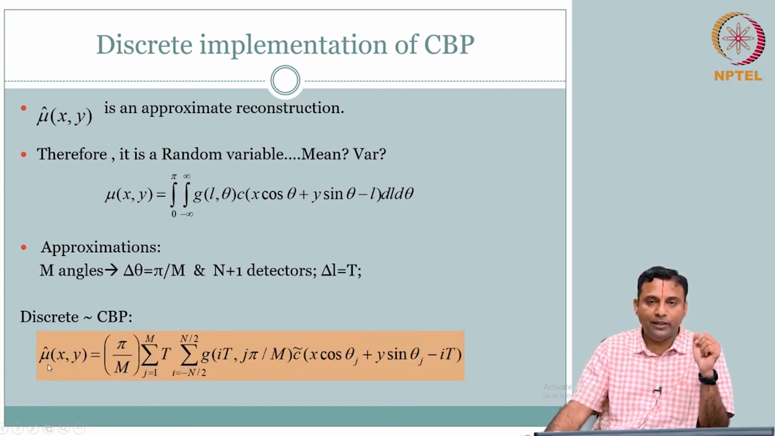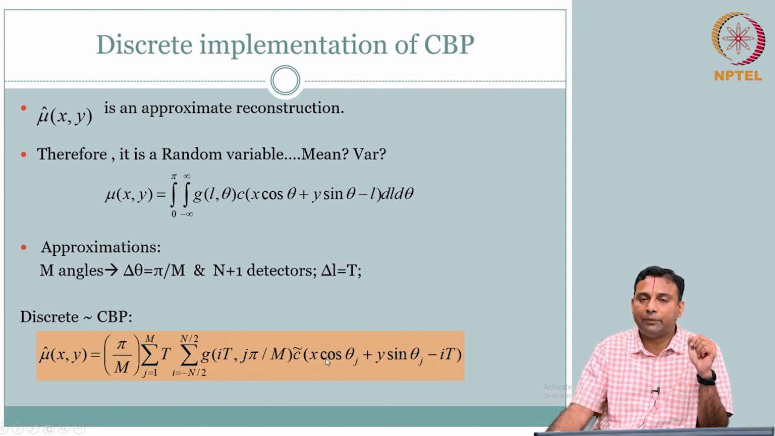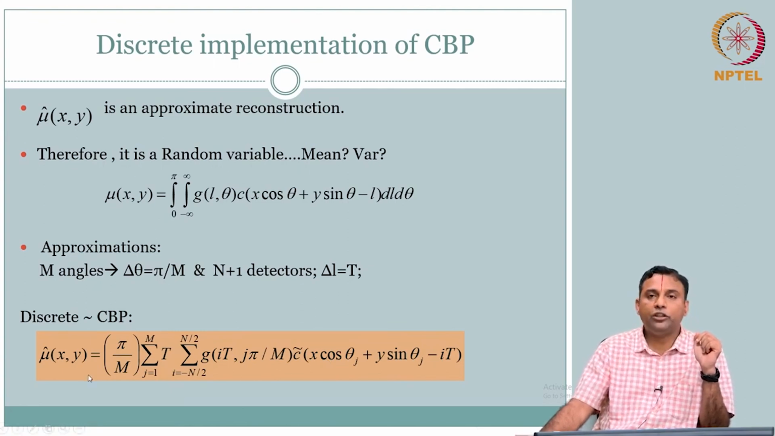So what we can have is an estimate. This becomes an estimate: pi by m, summation over t, and then your I. You can look at this, your G, your filter function, everything now in discrete steps. So this is your discrete convolution back projection. You have made an approximation.